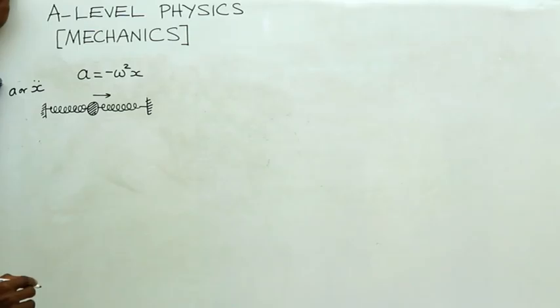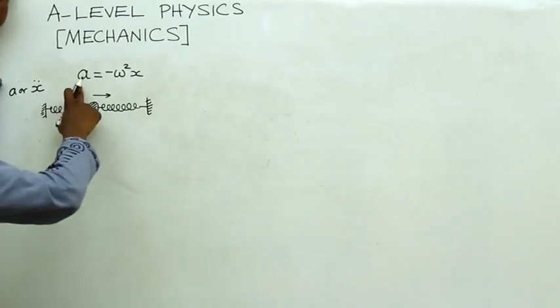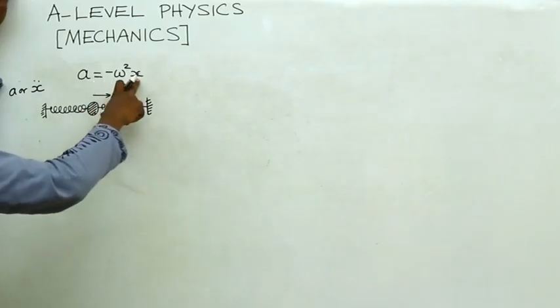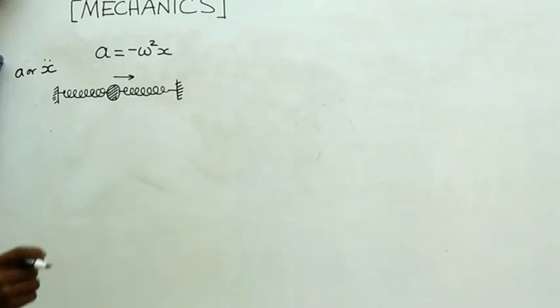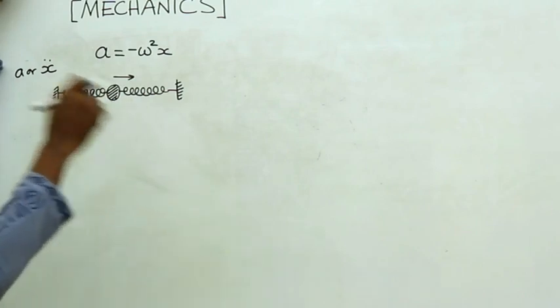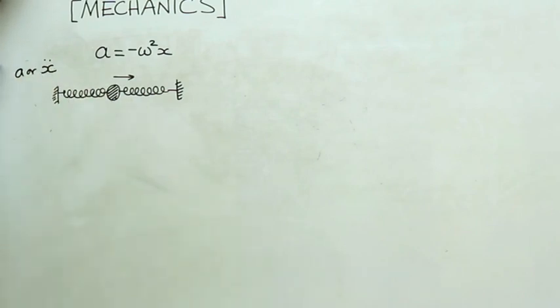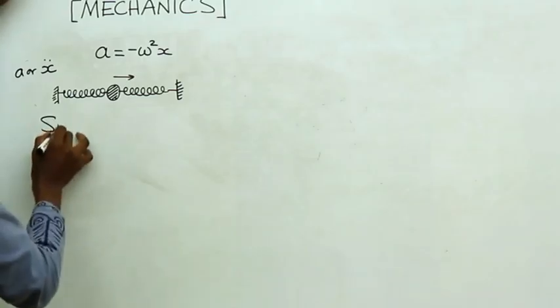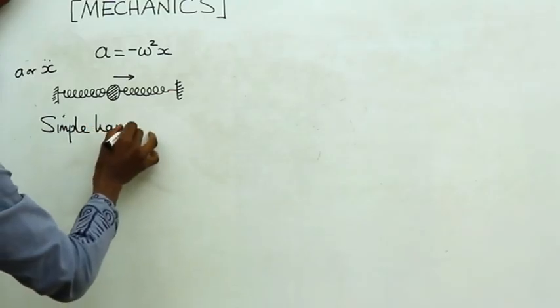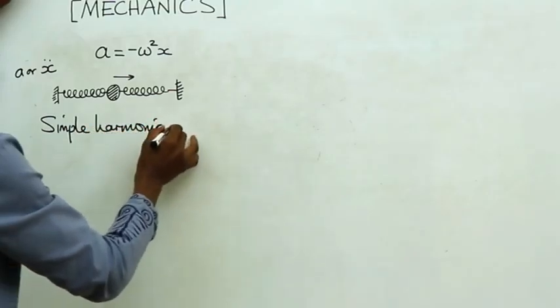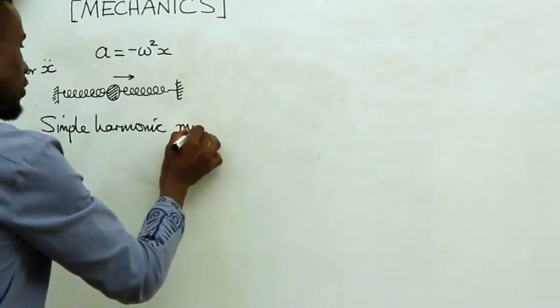We say simple harmonic motion is the motion of a body whose acceleration is directly proportional to its displacement from a fixed point. That's the equilibrium point. And the negative shows us that that acceleration is always directed towards that point. So we say simple harmonic motion. You can always just abbreviate it as SHM. It's the standard abbreviation.